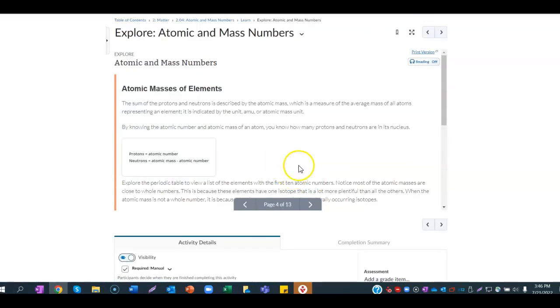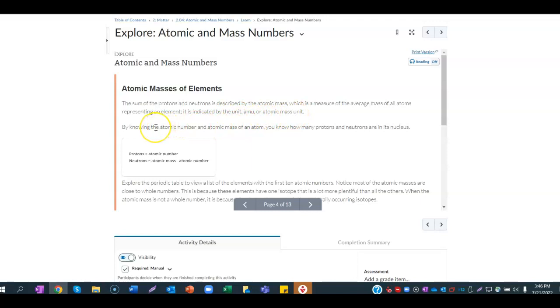So as we go on, here is the atomic mass. The sum of the protons and neutrons is described by the atomic mass, which is a measure of the average mass of all atoms representing an element. And it is indicated by the unit AMU, or atomic mass unit. So that answers question number 4. I would also include that definition in your notes. The atomic mass is the measure of the average mass of all the atoms representing an element. And then I would also put measured by AMU, atomic mass unit.